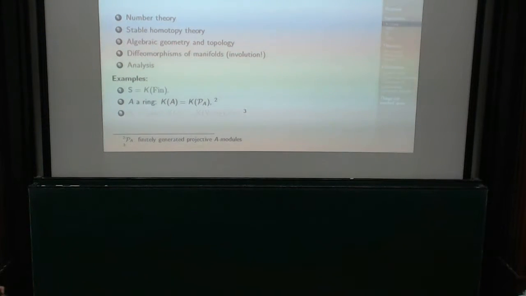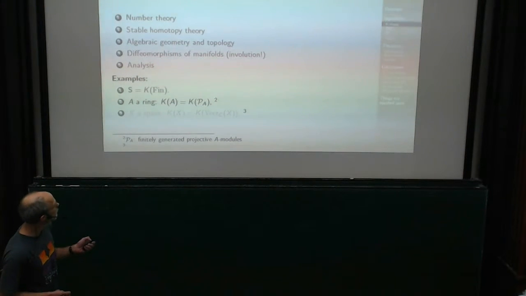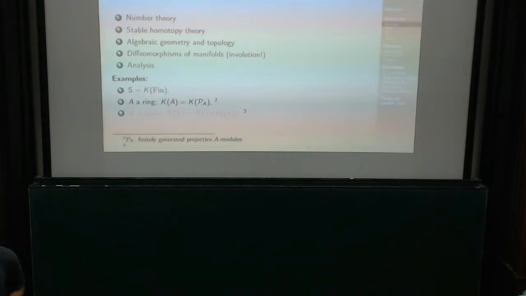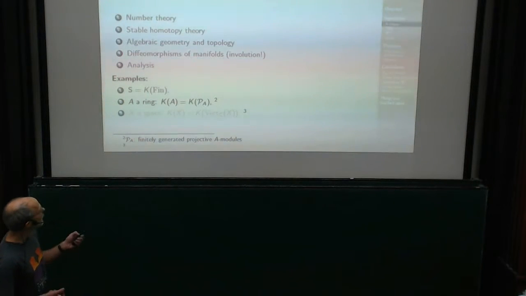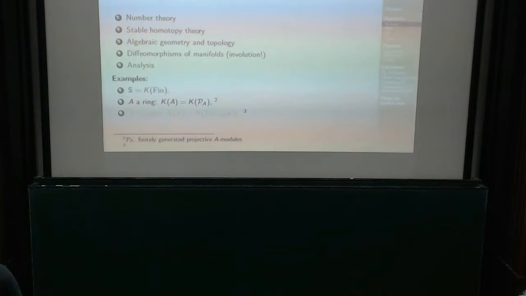If A is a ring, then what K-theory of A is, and here I introduce some notation, is the K-theory of the category of finitely generated projective A-modules. Of course, short exact sequences of projective modules split, but they do not split functorially. So K-theory has something to say.